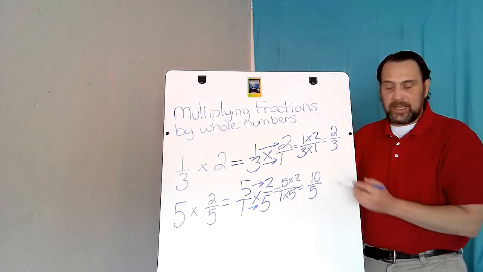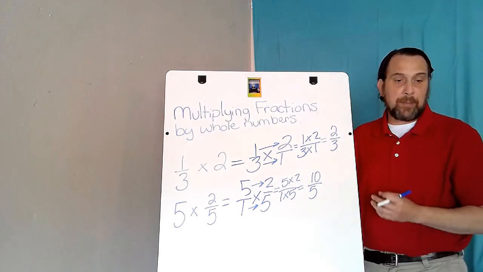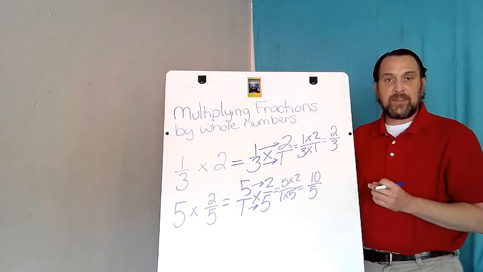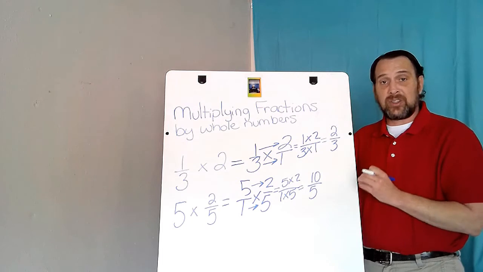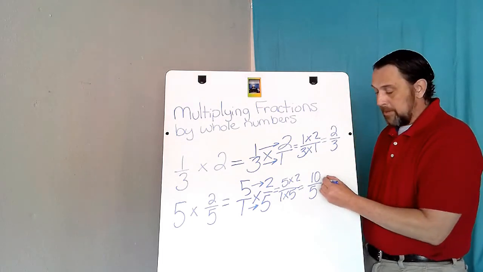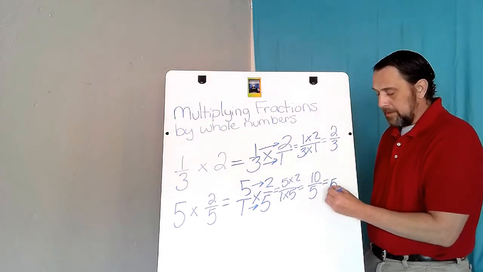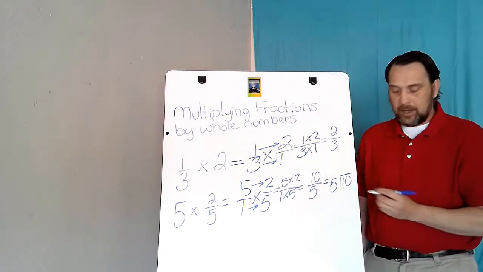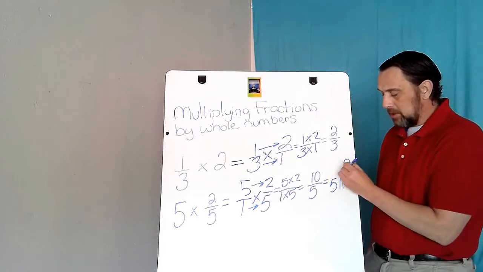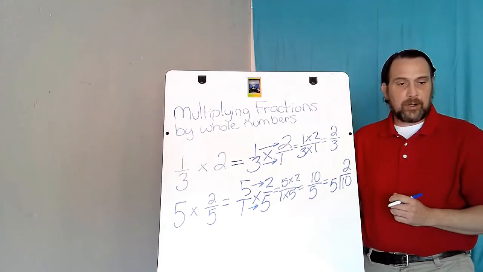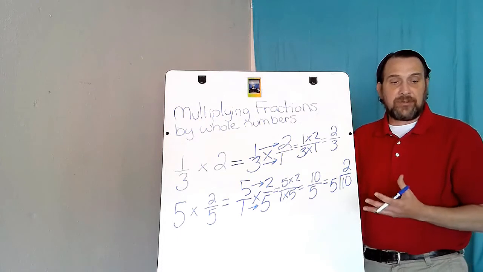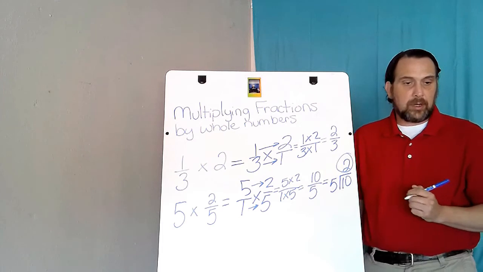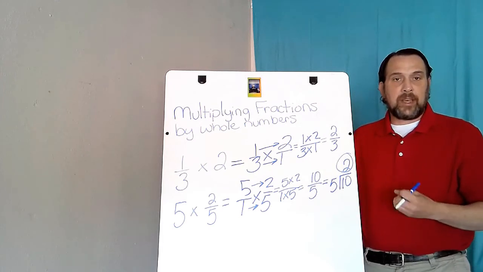Now, as you can see, 10 over 5 is an improper fraction. To solve improper fractions, we divide the denominator into the numerator. We divide the bottom number into the top number. 5 goes into 10 2 times. Therefore, 5 times 2/5 is 2. That's how you solve improper fractions.